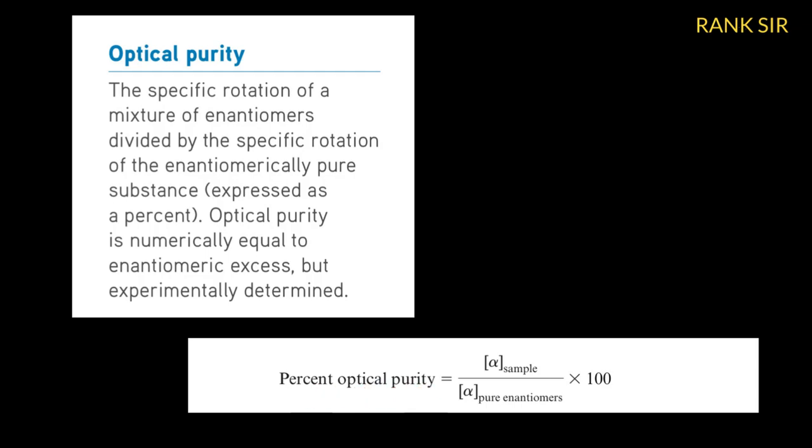Percentage optical purity: the observed specific rotation of the mixture of enantiomers. That is a sample which has both D and L. In the denominator we take the pure one, so it is divided by the pure enantiomer. We have the S configuration, R configuration, or D dextro or levo compound. Here it is a mixture together, but here only one pure. So the specific rotation of the mixture of enantiomers is the numerator, divided by the specific rotation of the enantiomerically pure substance, multiplied by 100.